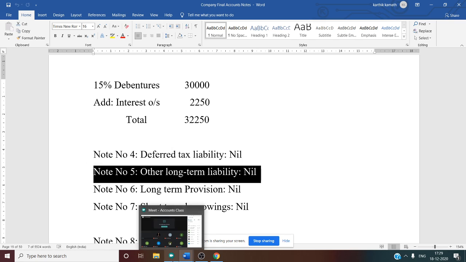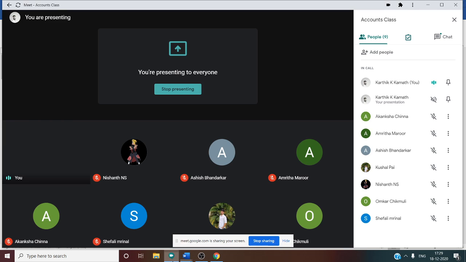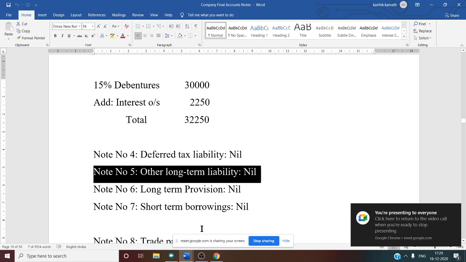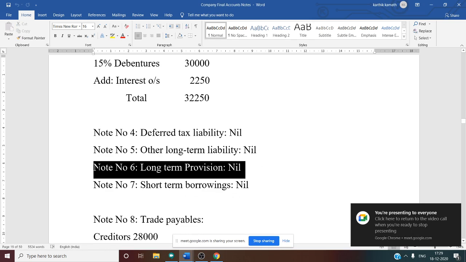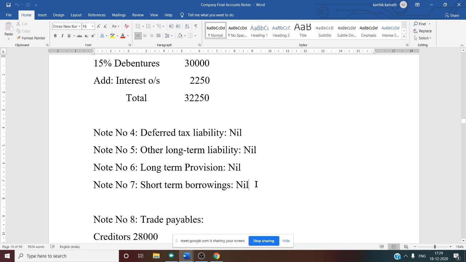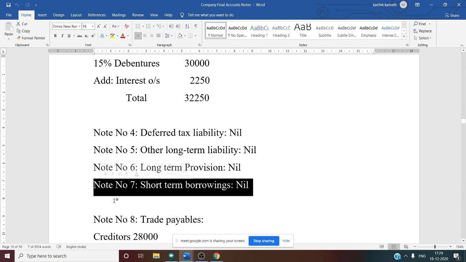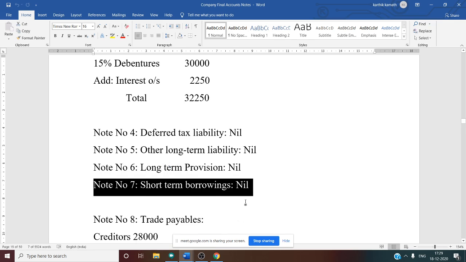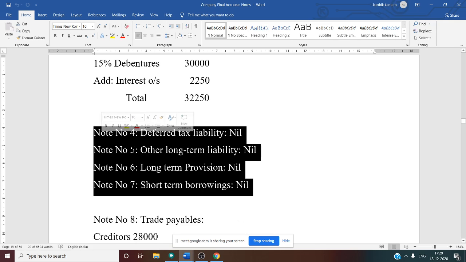Other long-term liability is not specified in the question. If it is specified in the question, then only we can consider it. But here it is not given. That is why it is nil. Long-term provision, usually a provision made for more than 1 year. Again, it is not there, nil. Short-term borrowing, a loan taken by the company usually for less than 1 year, not there, nil. So these working notes are nil: 4, 5, 6, 7.